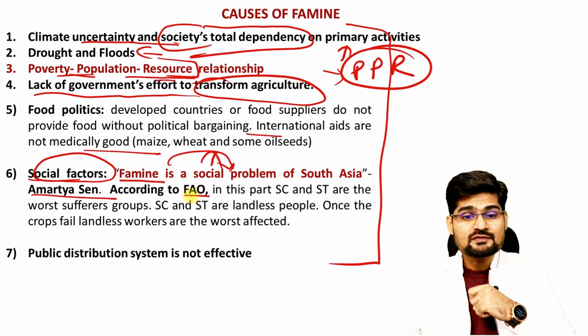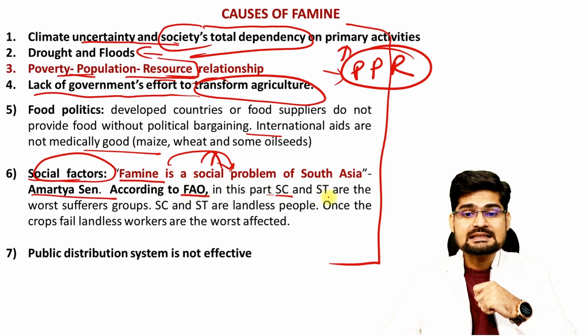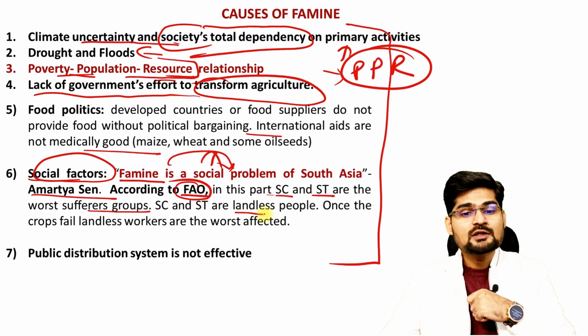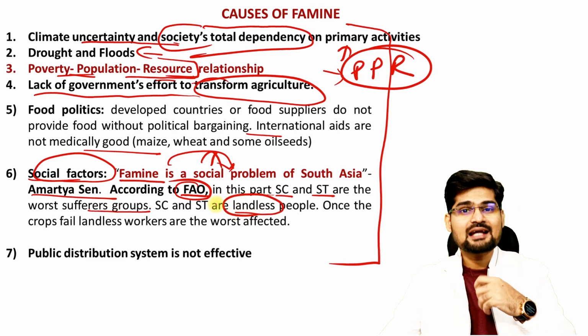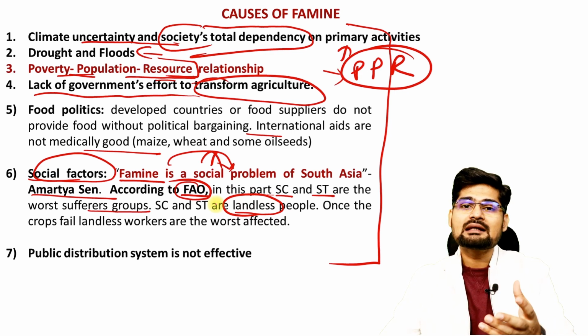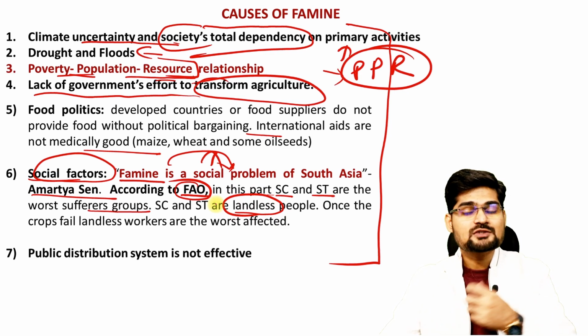This is also observed in FAO data. In part, the SCs and STs are the worst sufferer groups that is quoted by FAO in its report, right? So what you observe, those are the landless classes in India, landless people, right? Most of the times either they work on others' land or they remain landless and they do not have anything to work for. So what happens?